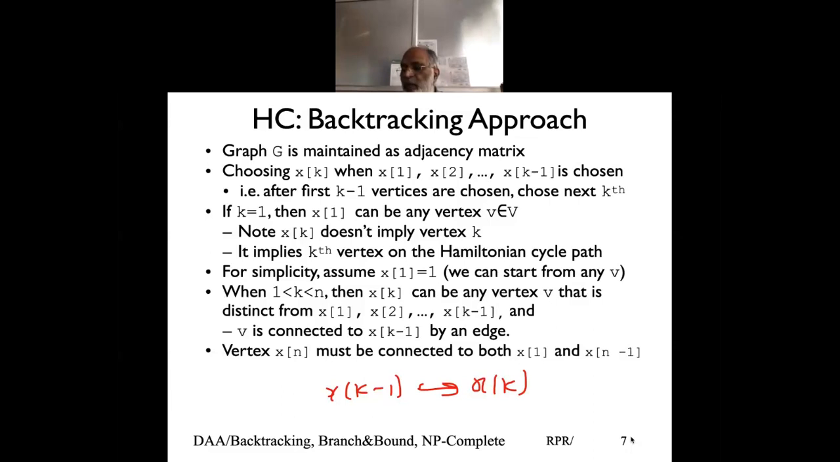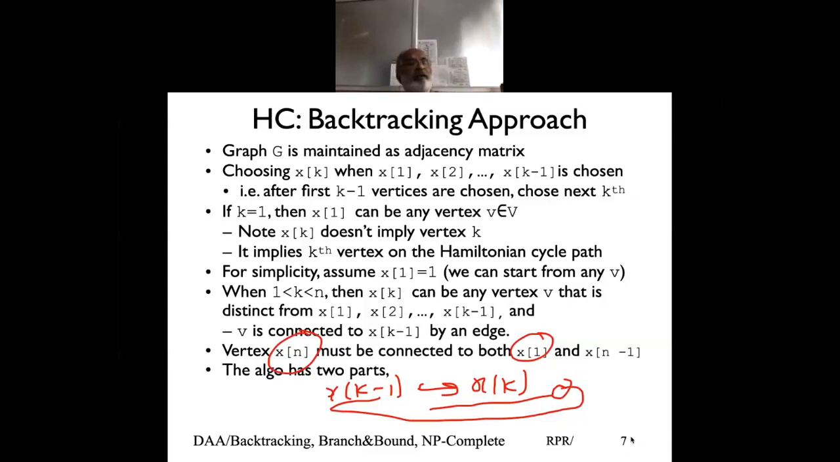And once you choose the last vertex, it should be connected to vertex 1. Whichever my last vertex is, I should be able to come back to vertex 1. That is the key requirement, as we saw in the previous case, and this becomes a criterion.